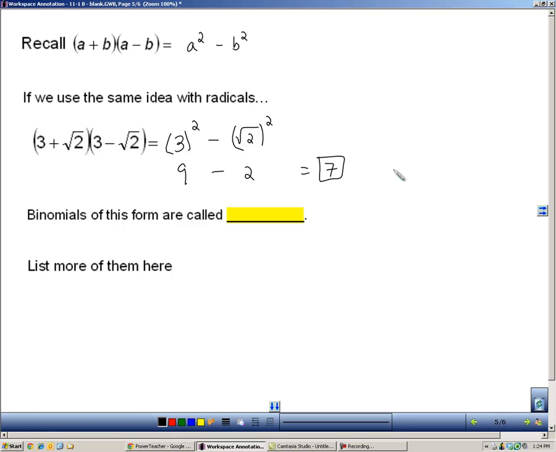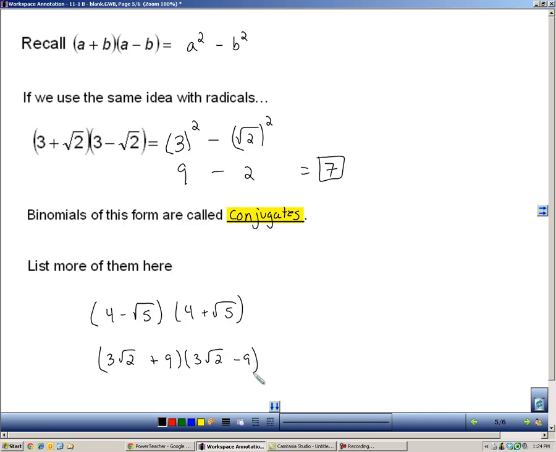Binomials that look like that are called conjugates. So I'll list a couple conjugates here. 4 minus the square root of 5 and 4 plus the square root of 5. Those are conjugates. How about 3 root 2 plus 9 and 3 root 2 minus 9? Those are conjugates. So hopefully you get the idea of what a conjugate looks like.